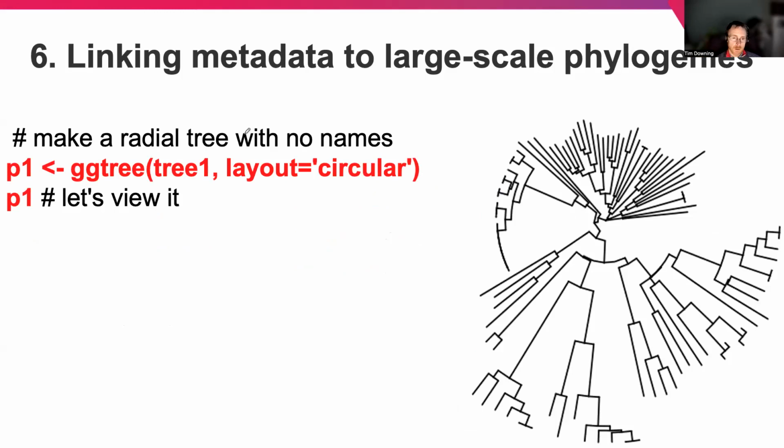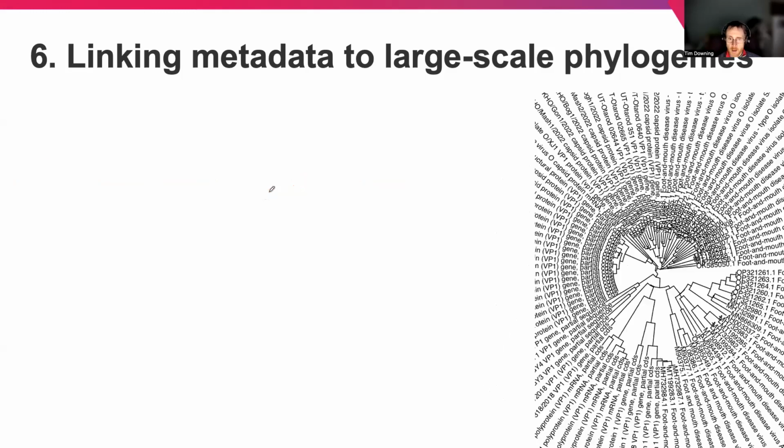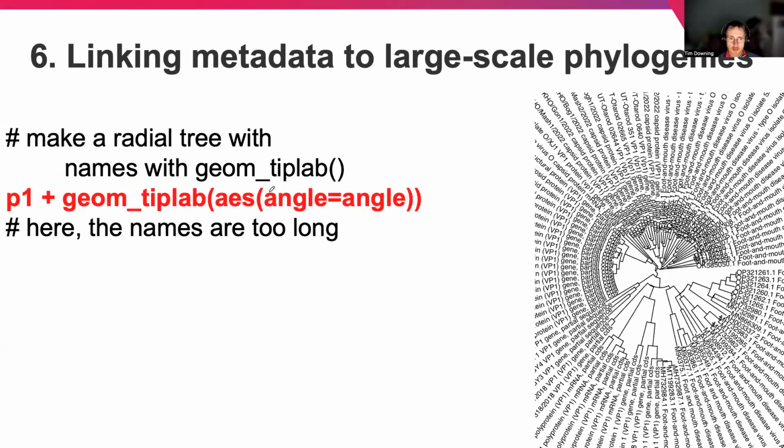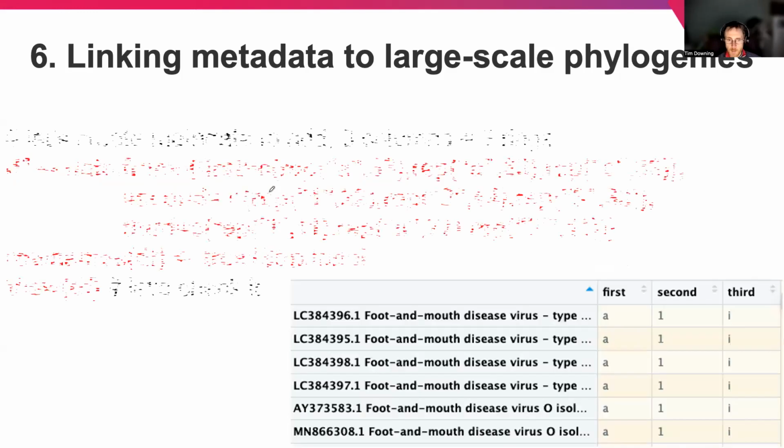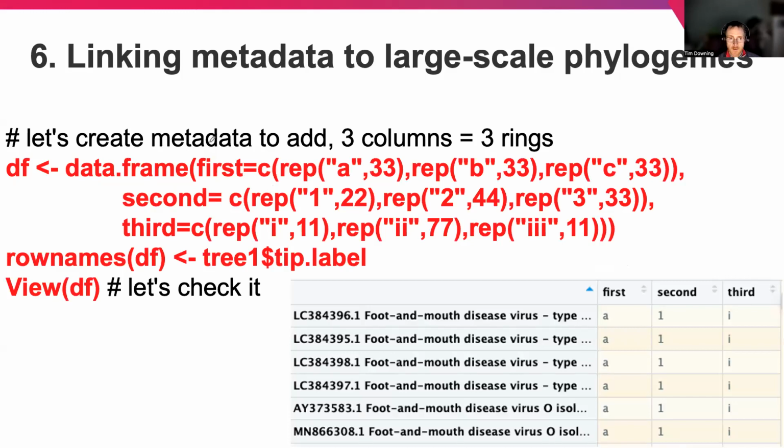We can also make the tree layout different, so we can make it circular if we want, instead of a phylogram. We can add the names as well, at an angle too. Of course, that doesn't work very well. So what we can do then is create metadata that we're going to add onto this phylogeny.